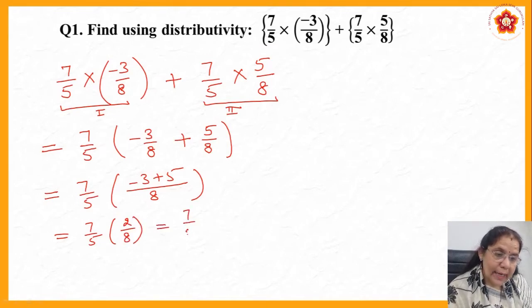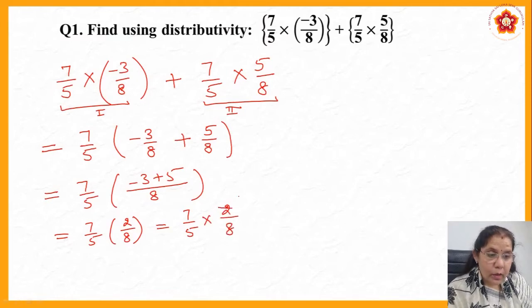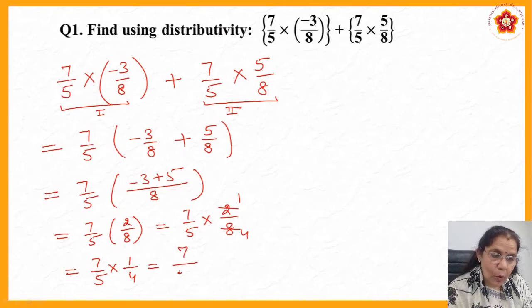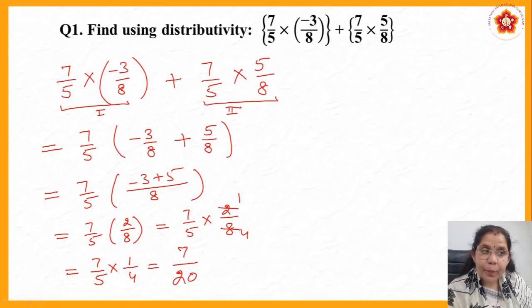Now 2 upon 8 can be further simplified. 2 ones are 2, 2 fours are 8. So we are left with 7 upon 5 multiplied by 1 upon 4. So our answer is 7 upon 20.